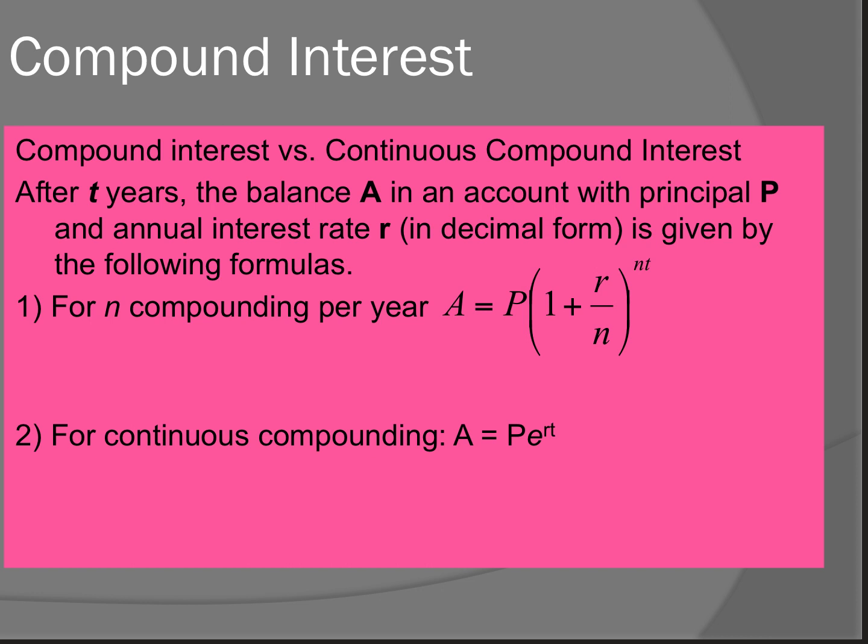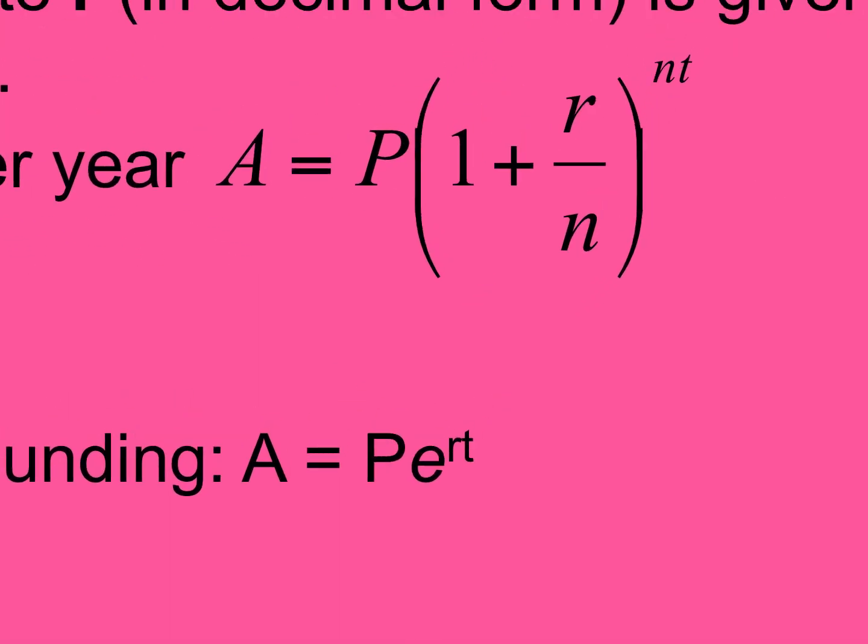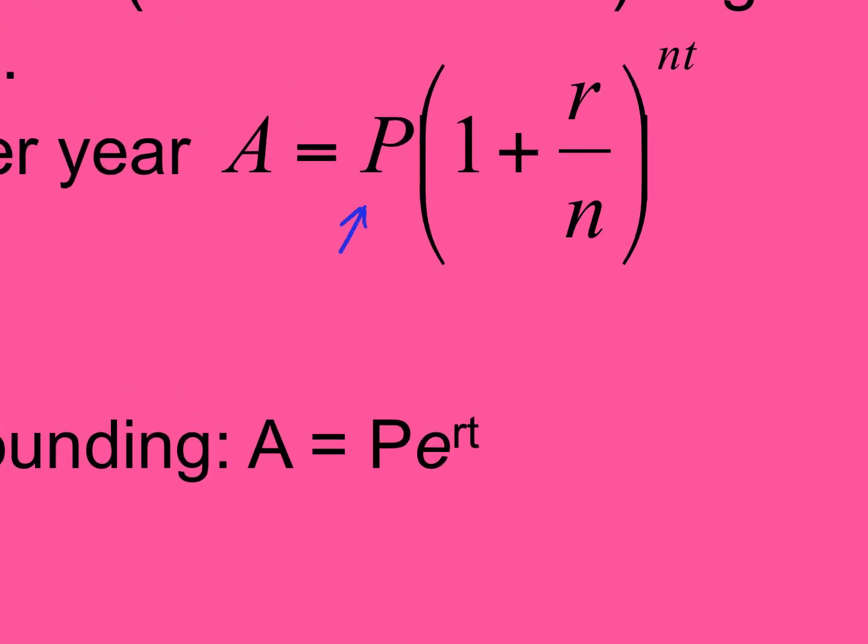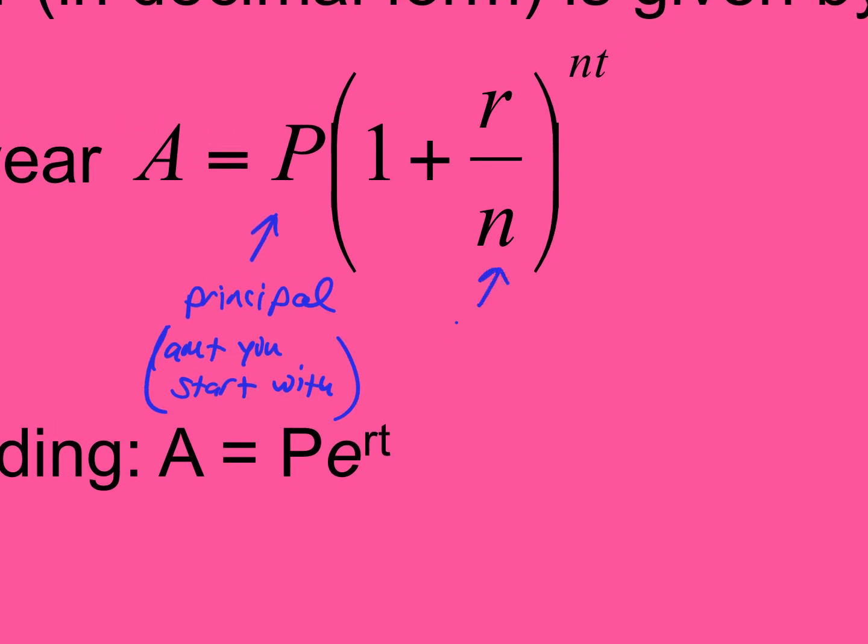When we talk about compound interest versus continuous, for compound, they will tell you it's compounded quarterly, yearly, annually, semi-annually, something like that. But in this equation, P is your principal. Write this down. Principal means the amount you start with. If you invest $10,000, that's your principal. N is how interest is compounded, and we'll talk about that in 1 second, meaning quarterly, monthly, daily, that sort of thing.